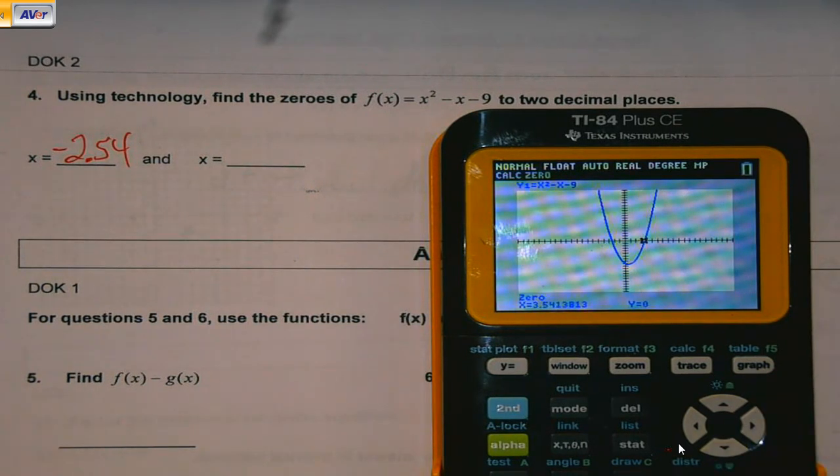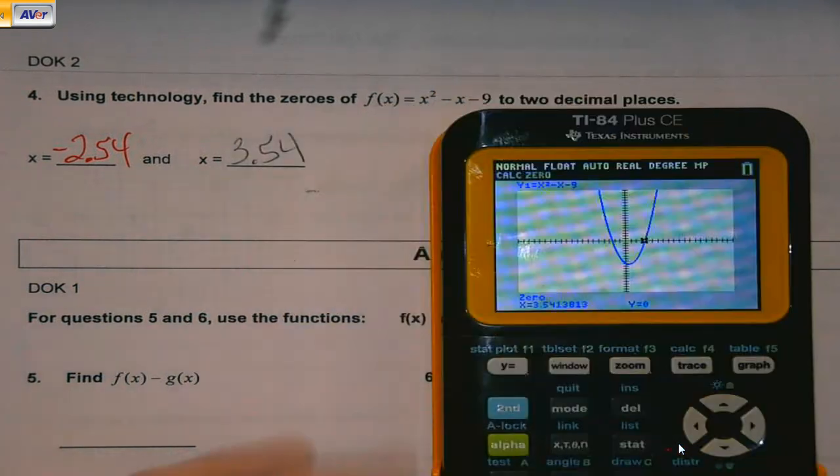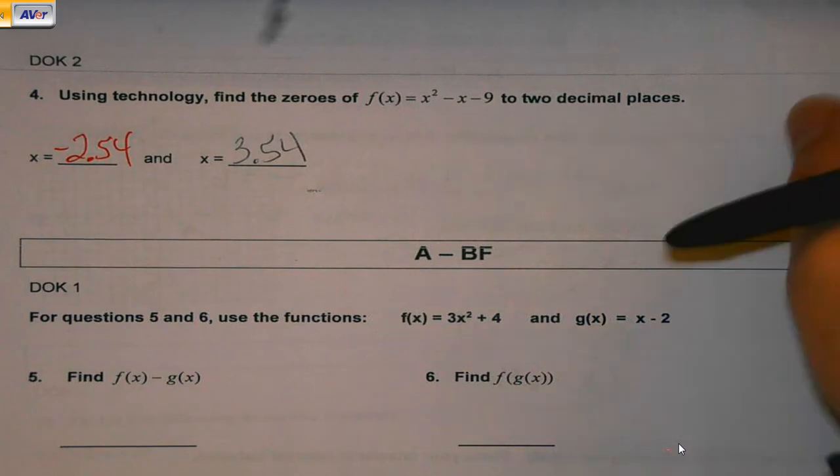Let me do that for my other one. Okay, so second trace, close to the x-axis, 3 to the left, 6 to the right, boom. All right. 5 and 6 are our next favorites, functions.